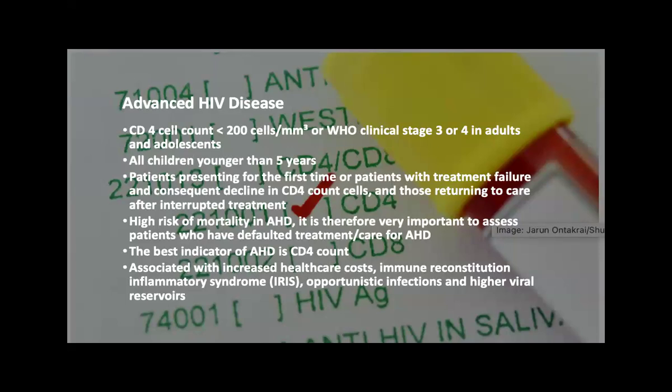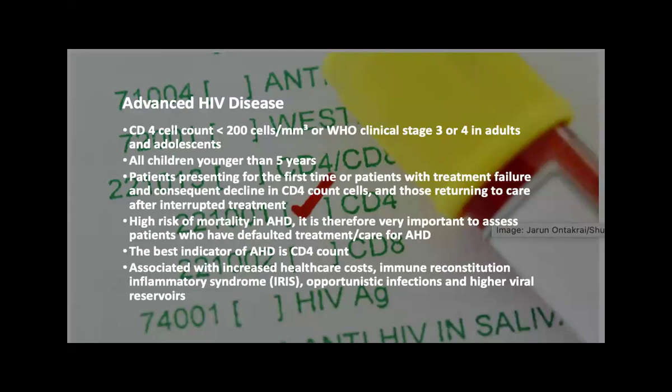All children aged 5 years or younger are automatically classified as having advanced HIV. Patients presenting for the first time can also present with advanced disease. Patients with treatment failure and subsequent decline in CD4 count, and those that have defaulted treatment and returned to care after interrupting, may also represent with advanced disease.